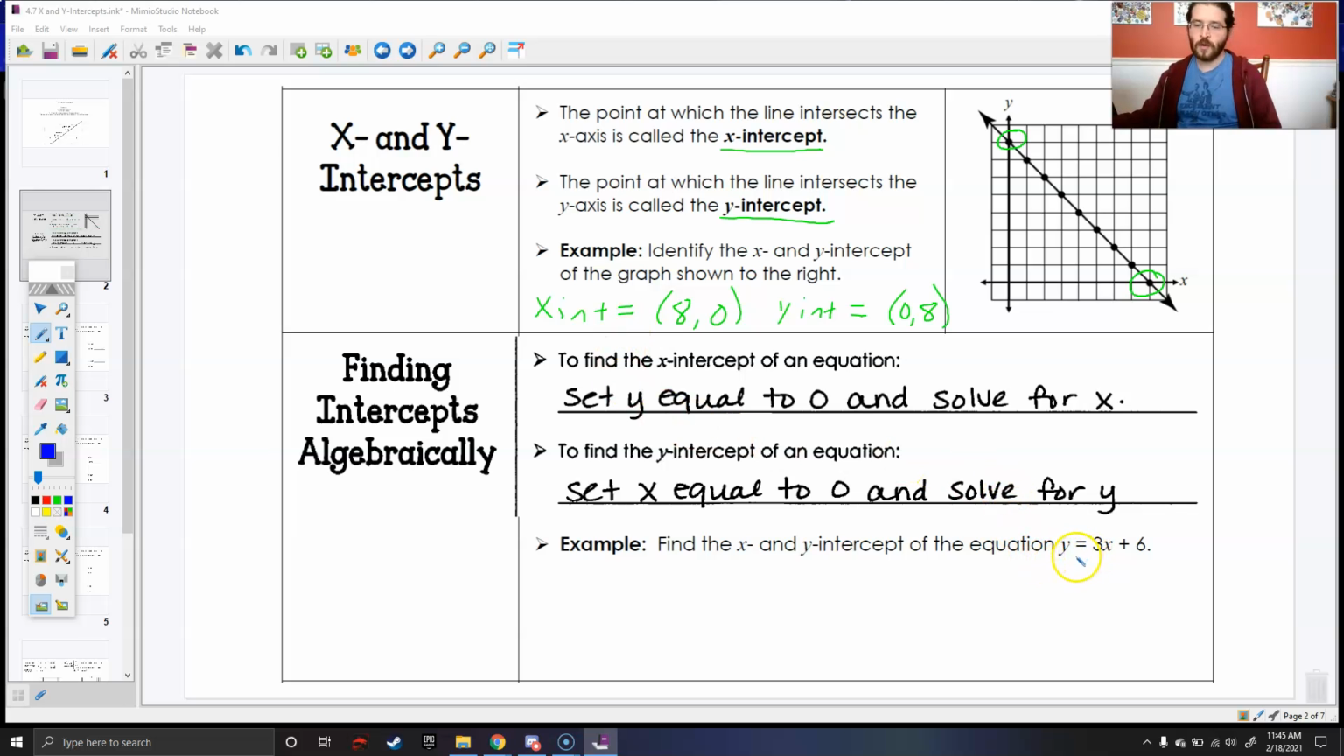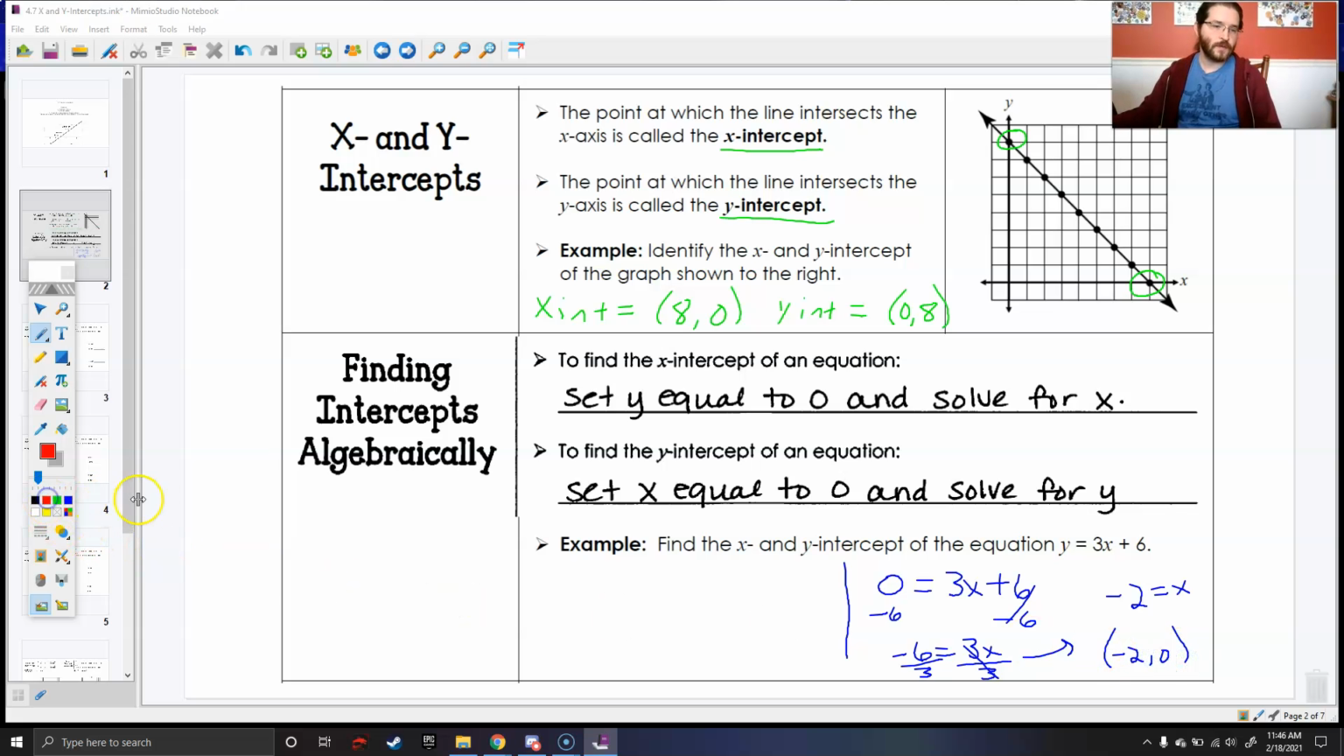Let's solve for the x-intercept first. All right? So we're going to do 0 equals 3x plus 6. And we just solve like normal. So we subtract 6 on each side. So now we have negative 6 equals 3x, and then we divide by 3 on each side. All right, so negative 6 divided by 3, we're going to get negative 2 equals x. So that's going to give us the point negative 2, 0.